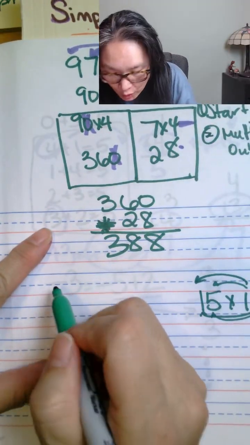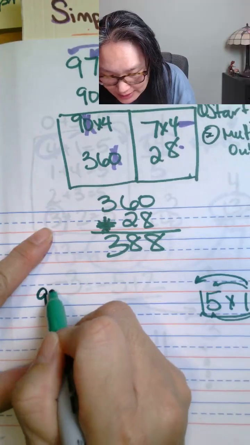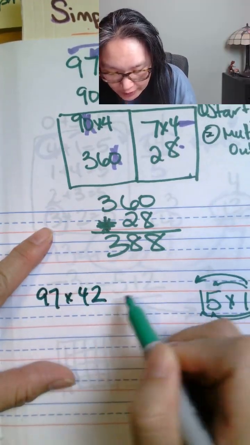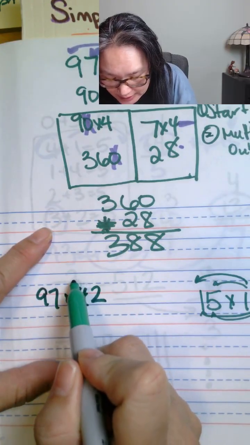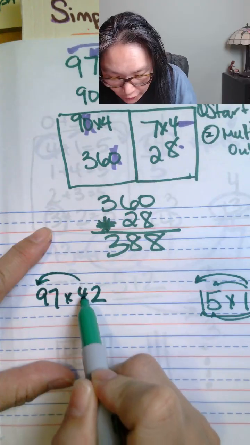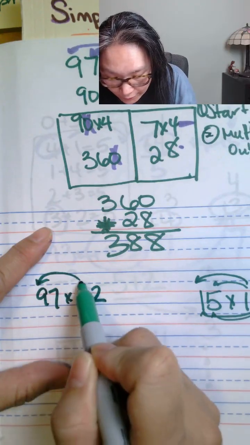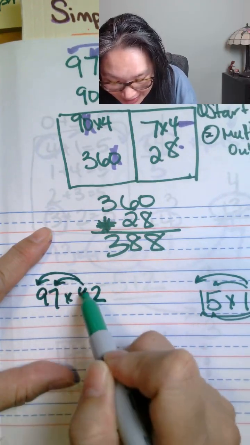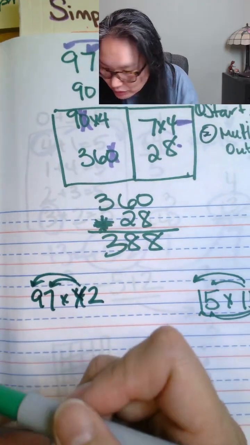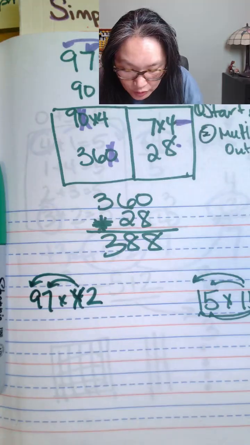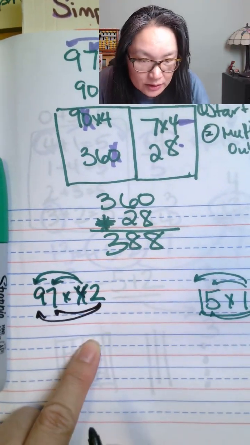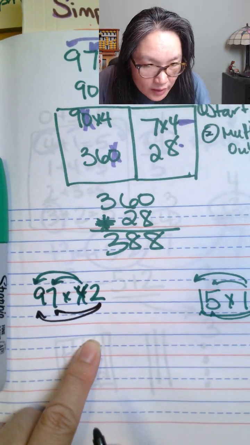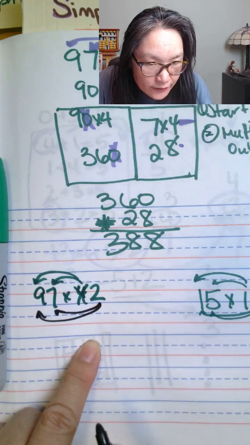When we have more numbers, let's say 97 times 42. It's the left columns, the left ones first. So 4 times 9 and then 4 times 7. When that's done, then we do 2. Then we do 2 times 9 and then 2 times 7. How do we do that?